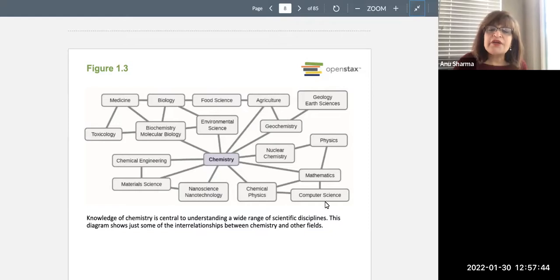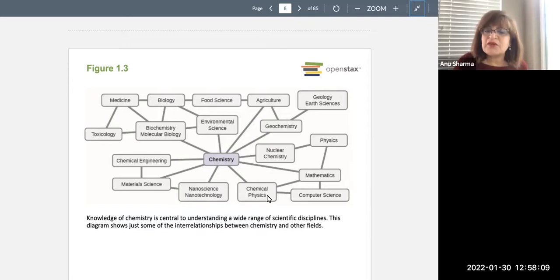Then nowadays computer science is evolving, where we are using simulations or cheminformatics to simulate artificial molecules using artificial intelligence, and we are trying to determine the behavior and the properties of these new molecules. So that's again making use of computer science or artificial intelligence.